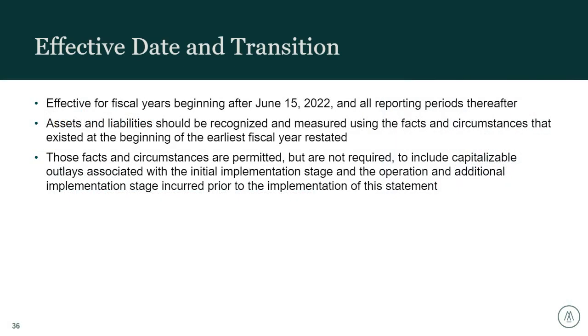Assets and liabilities resulting from these SBITAs should be recognized and measured using the facts and circumstances that existed at the beginning of the fiscal year in which the statement is implemented. So very similar to GASB 87. If it's applied to earlier fiscal years, then those assets and liabilities should be recognized and measured using the facts and circumstances that existed at the beginning of the earliest fiscal year restated. Governments are permitted but not required to include in the measurement of a subscription asset capitalizable outlays associated with the initial implementation stage and the operation and additional implementation stage incurred before the implementation of the standard. So you could include some of those costs, but you don't have to.